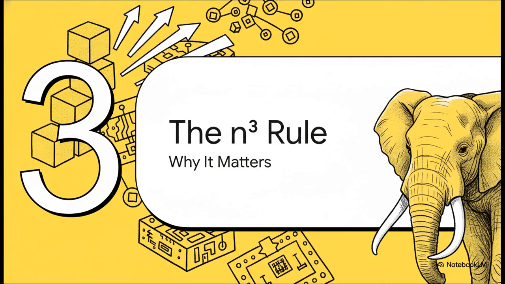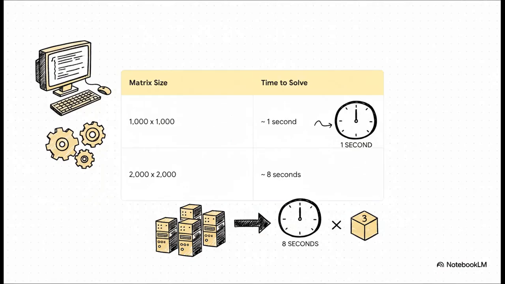So we have this formula, 2/3 n cubed. Big deal, right? What does that actually mean in the real world? Why is that little cubed number so incredibly important? Well, that cubic growth, it's the elephant in the matrix, and it changes everything when you start working with big problems. Let's make this super concrete.